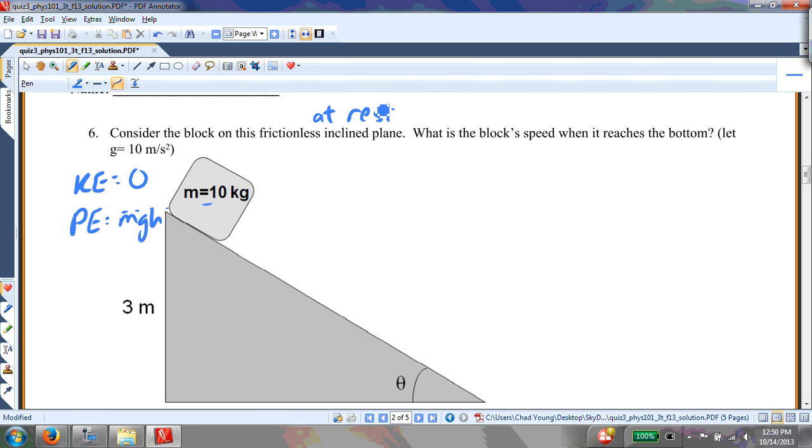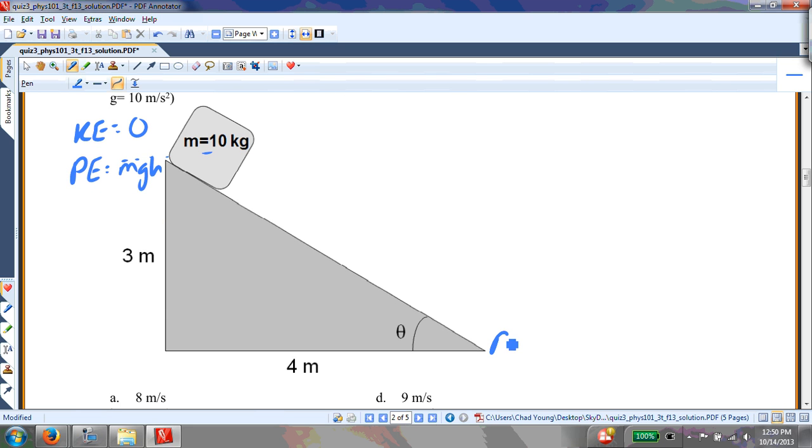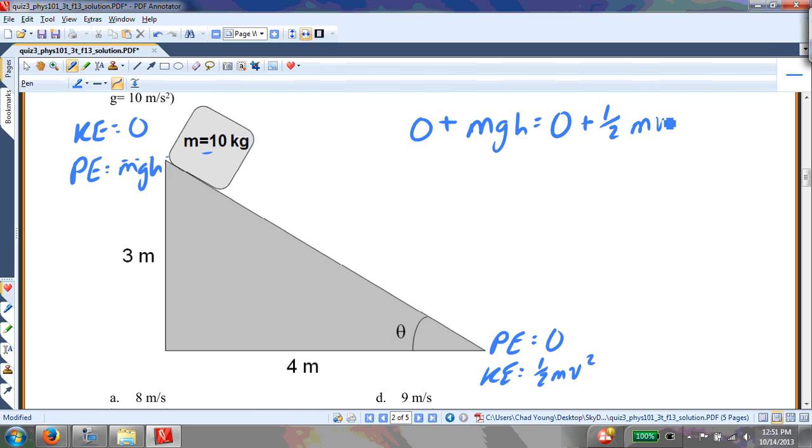What is the block speed when it reaches the bottom? Well, down here, the potential energy equals 0, and the kinetic energy equals 1/2 mv squared. So, I take the energy at the top and set it equal to the energy at the bottom, and I solve for v. My masses cancel.